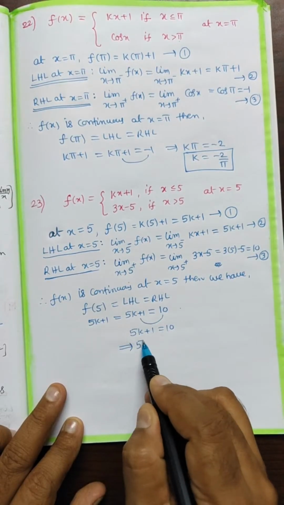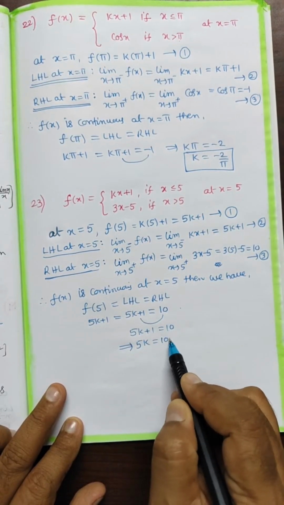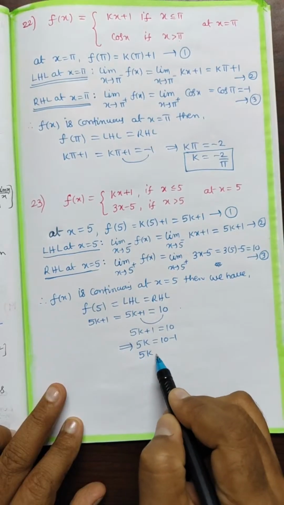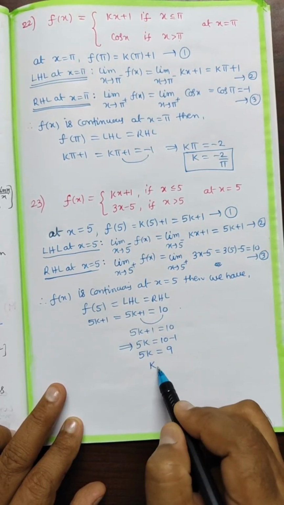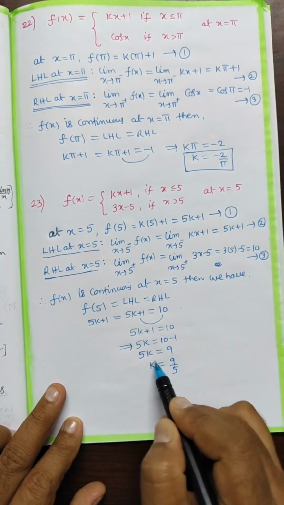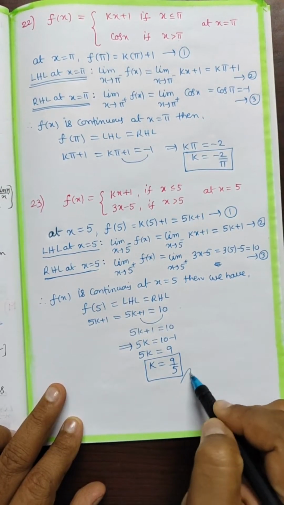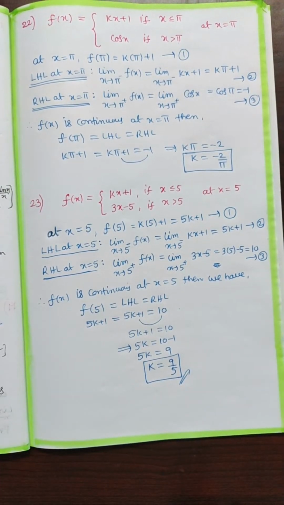That implies 5k is equal to 10 minus 1. So 5k is equal to 9. K is equal to 9 by 5. So hence the result, dear students. We will move to question number 24.